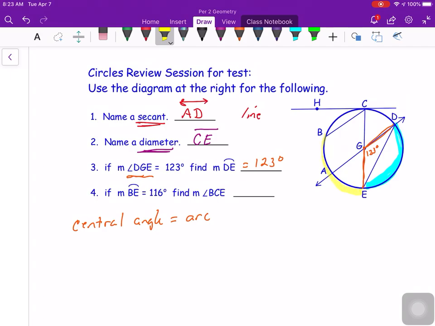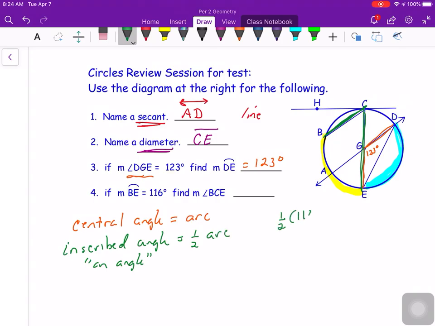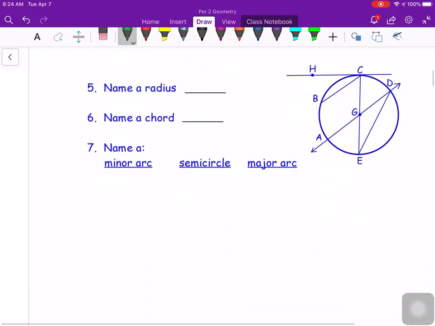In the last one on this first page, they gave us the arc B to E was 116. So this arc right here is 116 degrees. And they ask us to find the measure of angle BCE. Angle BCE is an inscribed angle. And recall that an inscribed angle, also sometimes called an on angle, is equal to half of the arc. So I'm going to have to take half of 116, and if I take half of 116, I get 58.